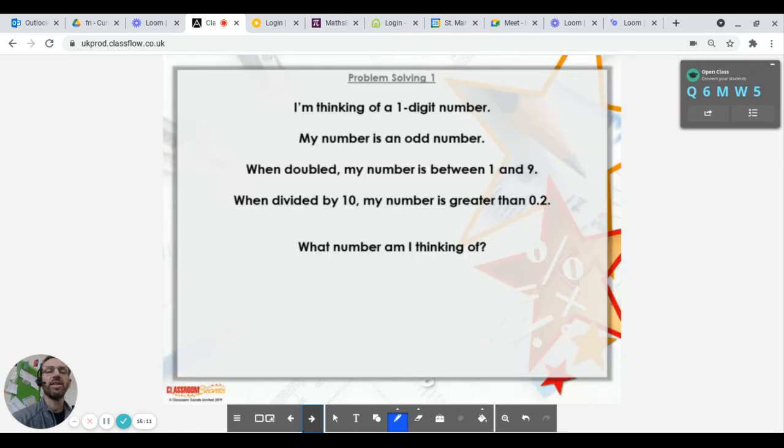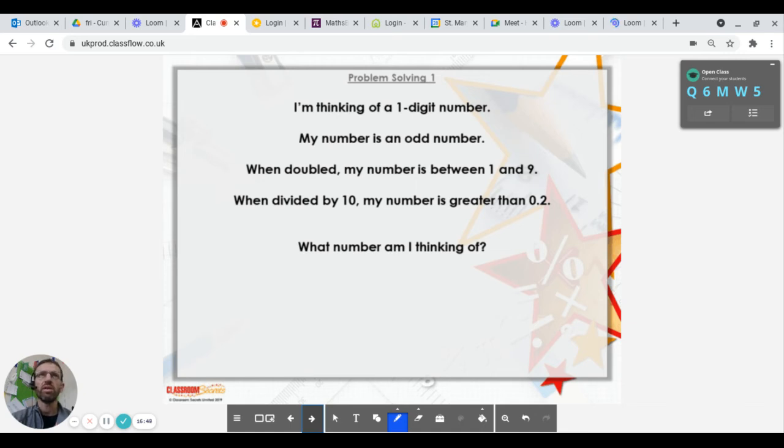Another puzzle. We haven't done much of these in year 4, but they're good fun. So bear with me and we will work this one out together. First thing to remember is to read and read again. I'm thinking of a one-digit number. So somebody's thought of a number and we've got to work out which it is. My number is an odd number. Okay, we know our odd numbers. It's going to be an odd one, not even. When doubled, my number is between 1 and 9.